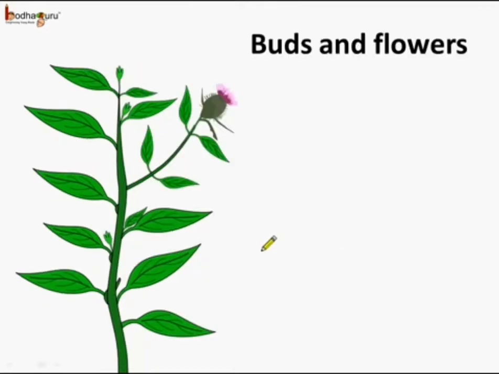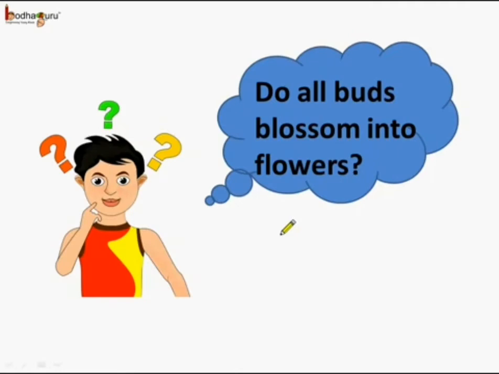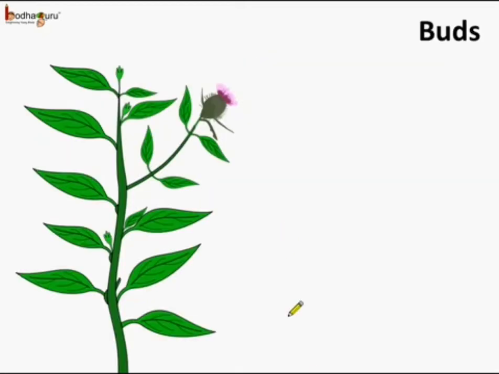We also know that the stem holds the buds and the flowers. This is a bud. Now the question is, do all the buds blossom into flowers? The answer is no. Here, this is a bud which will blossom into flower. So, this is a floral bud.